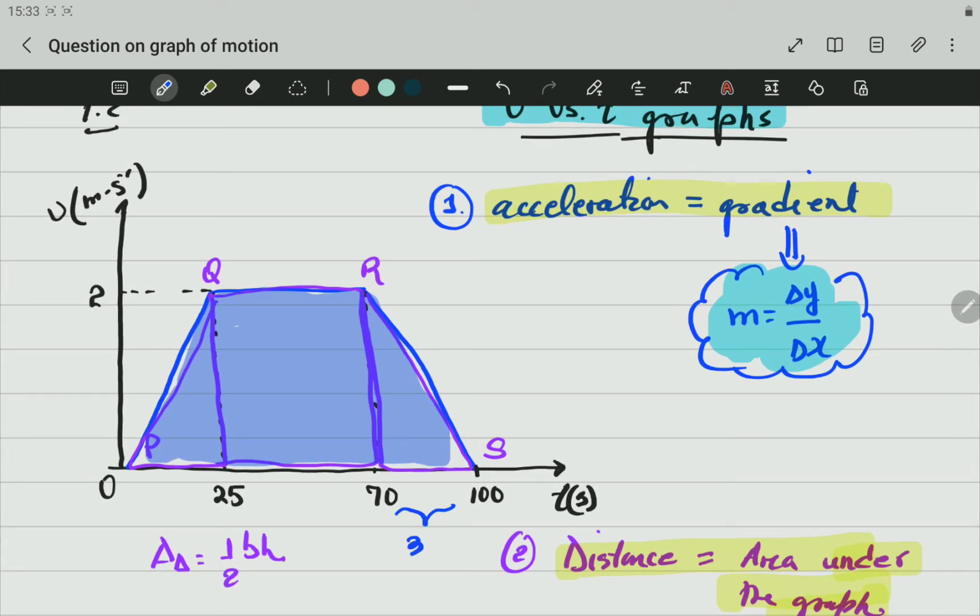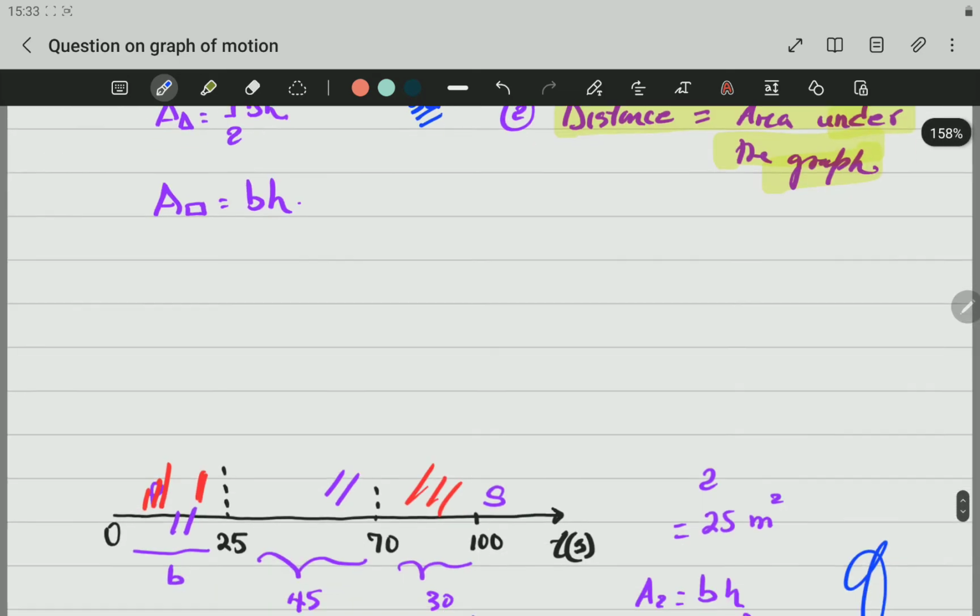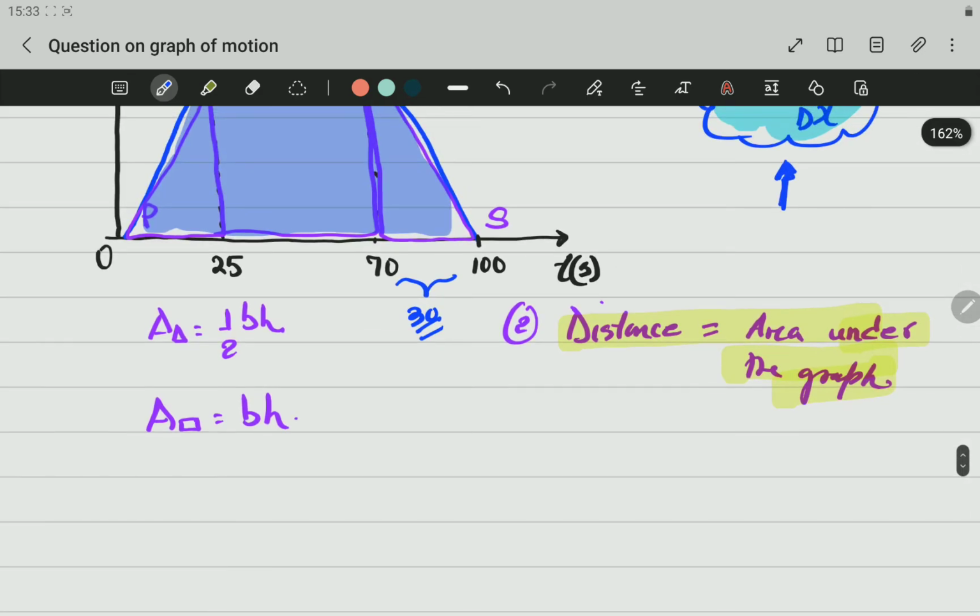So this here is 30 seconds. They wanted to calculate the acceleration of that specific side of the question, which is R2S. Okay, now remember, we need the gradient for the acceleration. Gradient for the acceleration. So let's write it down here.